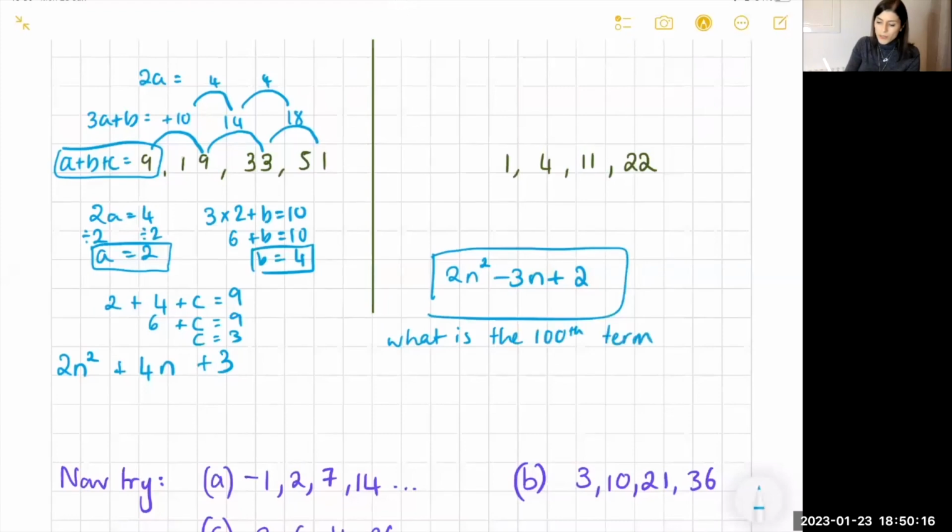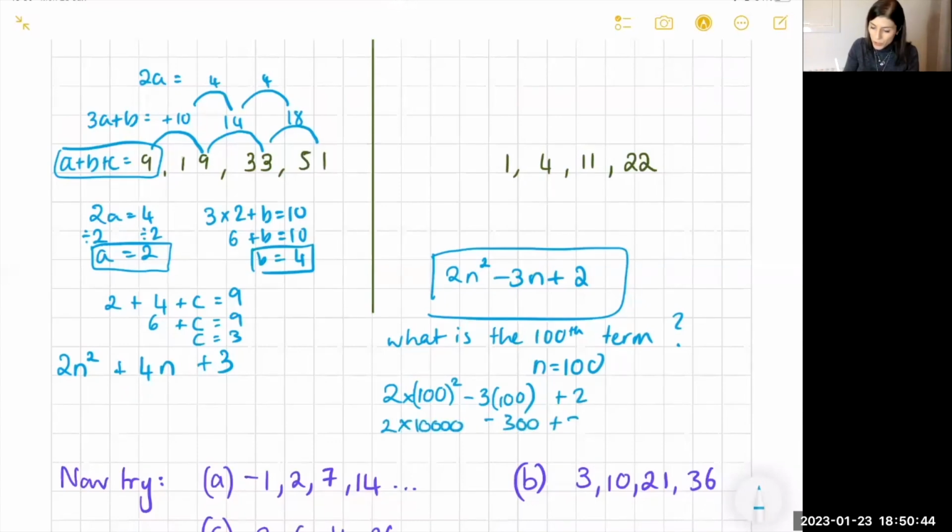That means you're going to substitute in n is equal to 100 into this. So you're going to do 2 times 100 squared minus 3 times 100 plus 2. So always put the number you're substituting in brackets. Always get into the habit, substitution, put the numbers in brackets. That minus 300 plus 2 is equal to 19,702. Okay, so 19,702 would be the 100th term in that sequence.